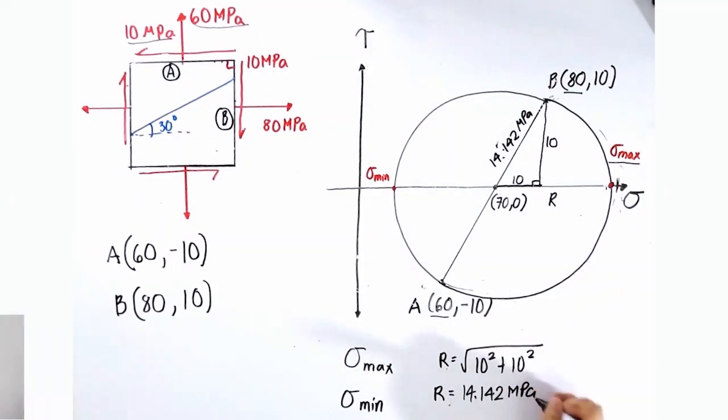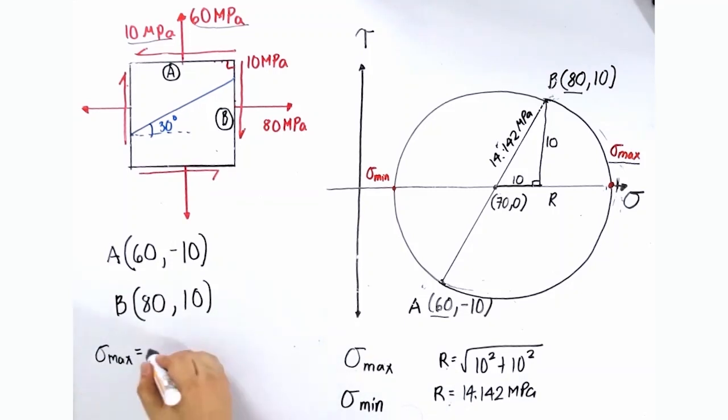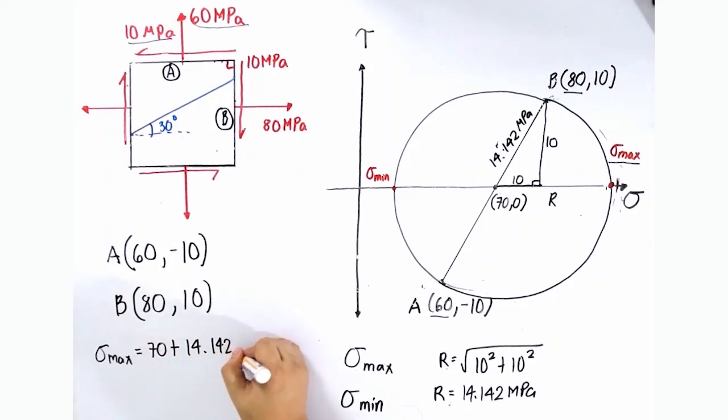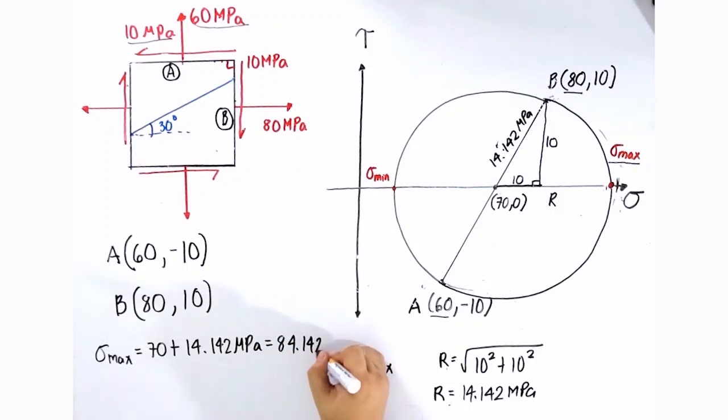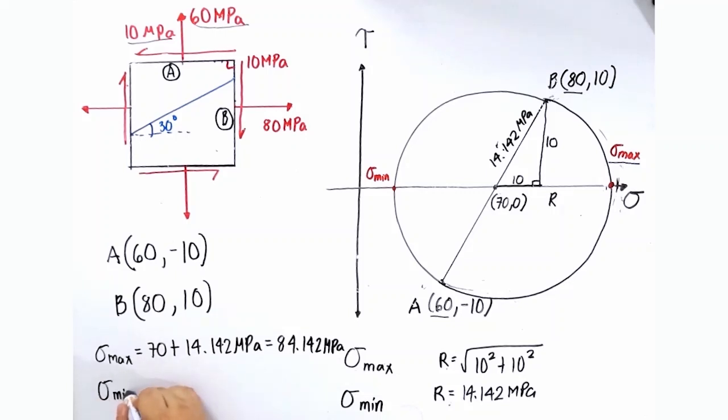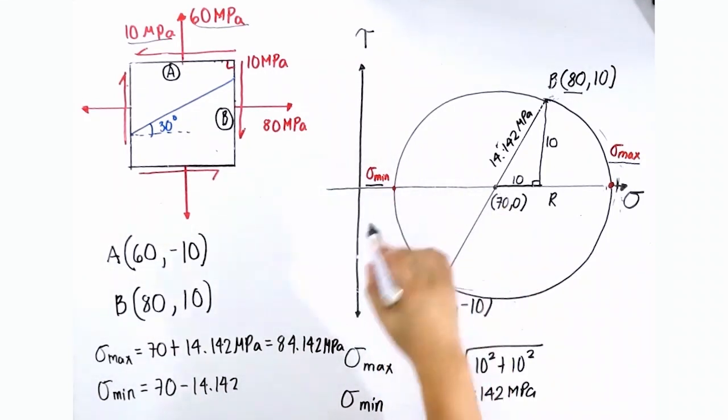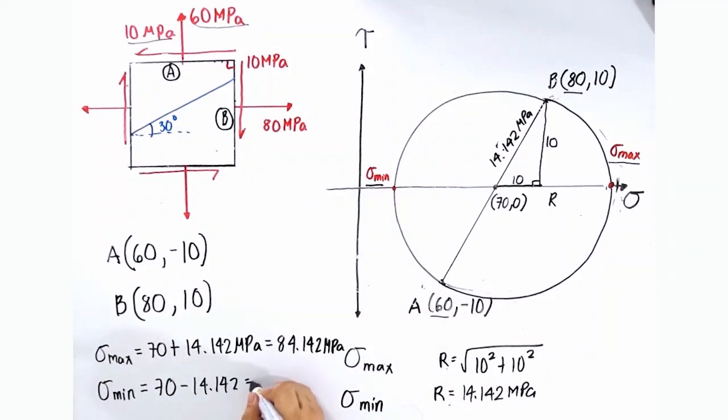So if you want to get the value of sigma max, you just add 70 plus 14.142 megapascal, and the answer is 84.142 megapascal. The value of the minimum normal stress is simply 70 minus 14.142. If you want to get the coordinate of this one, you just subtract the length of the radius. So 70 minus 14.142 is equal to 55.858 megapascal. These are the values of the maximum and minimum normal stresses.